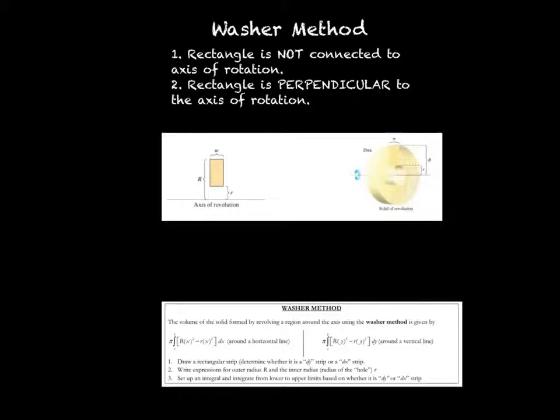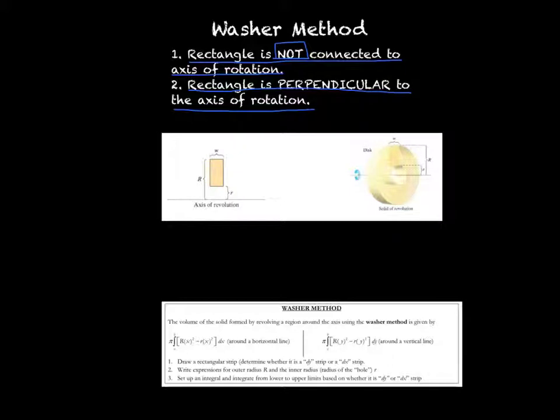Alright, today we're going to be talking about using the washer method to compute volume. The first thing we want to talk about is when to use the washer method. We use the washer method when the rectangle that we are rotating is not connected to the axis of rotation. With the disk method, the rectangle was attached. Washer method, it is not. Second of all, it is when the rectangle is perpendicular to the axis that you're rotating it around.